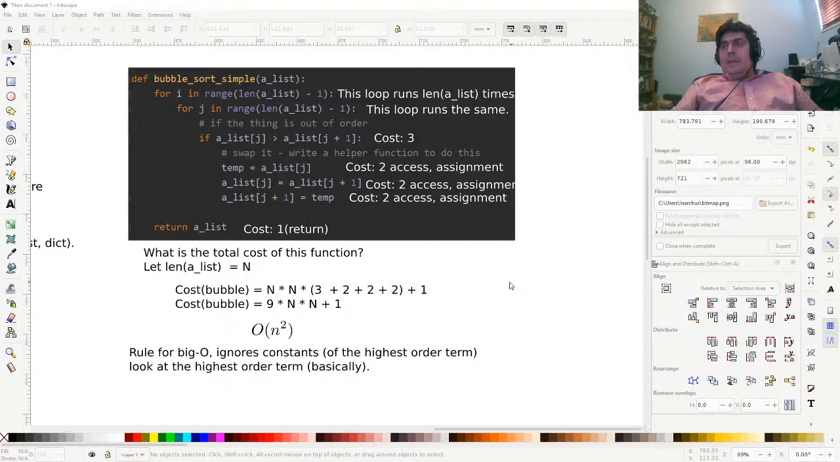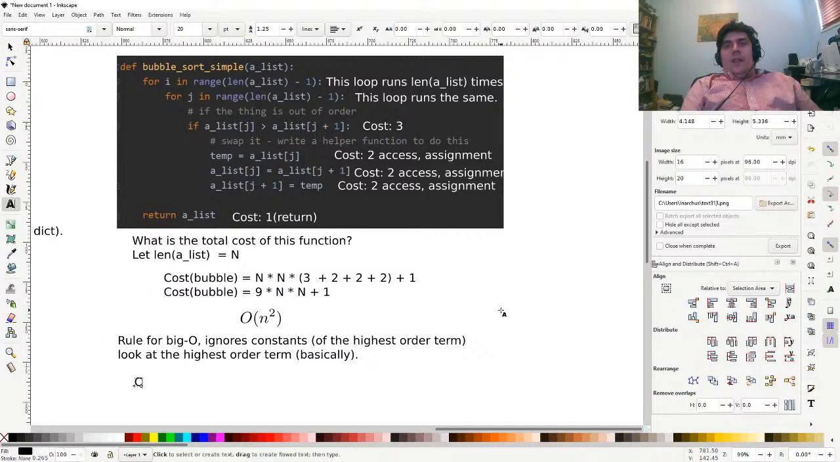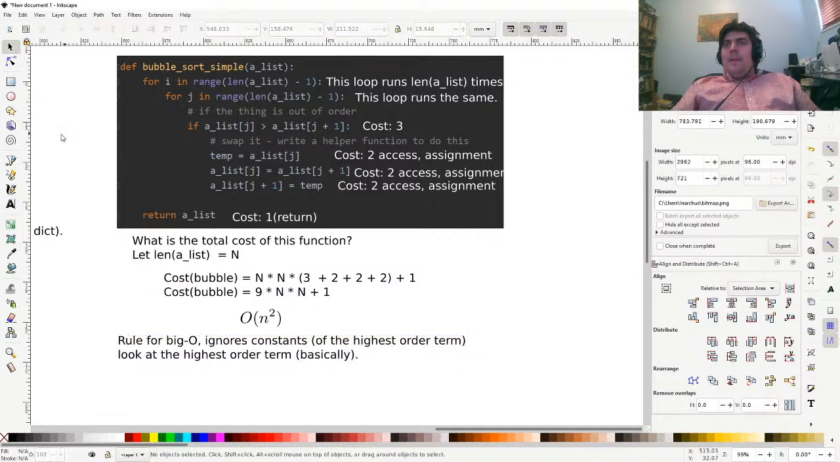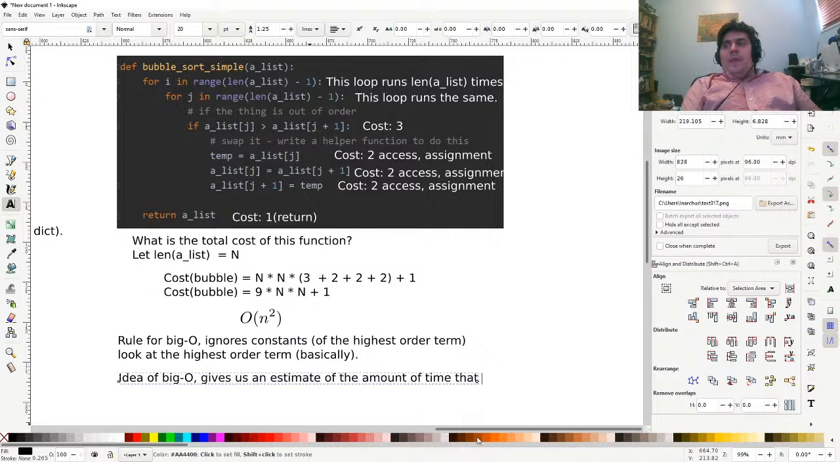Okay, so yeah, what we're trying to do here is we're trying to calculate, well, okay, I mean, if you want me to define it, but I'm trying to avoid defining it, right? So here's the rule for big O right here. So the idea of big O is it gives us an estimate of the amount of time that our algorithm will take.